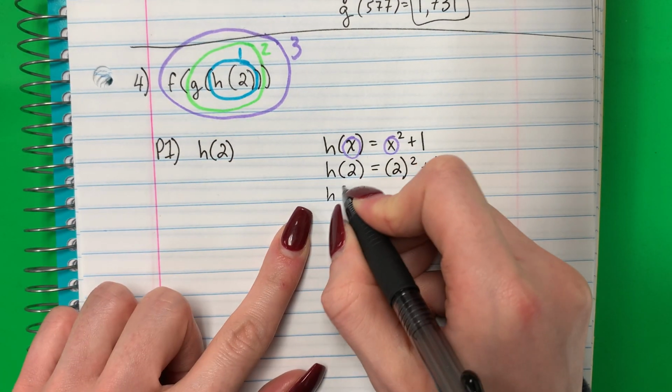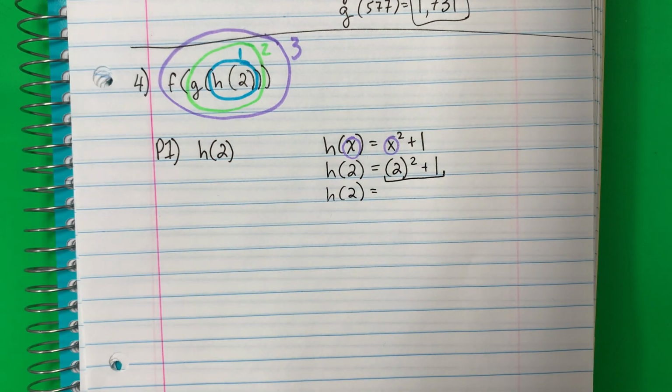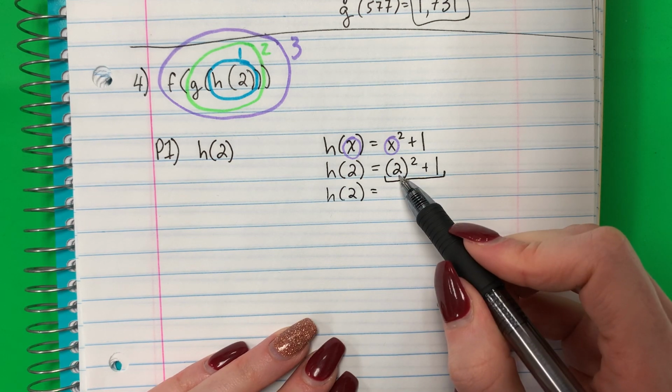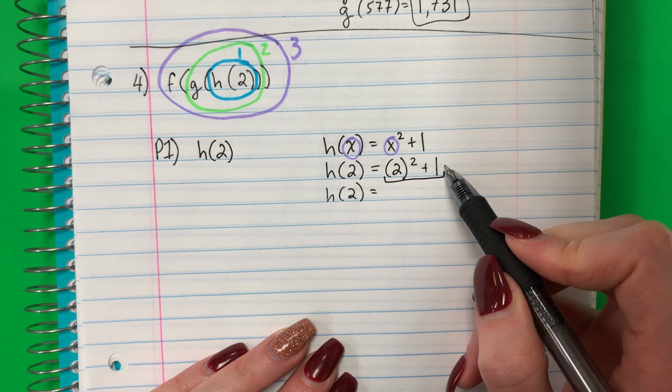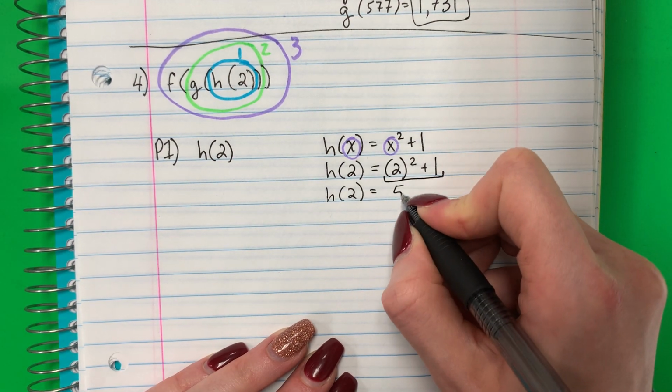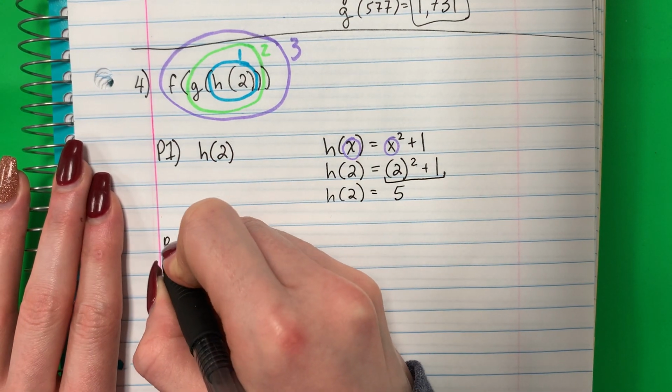So copy h of 2 equals, put that in the calculator, or you can do it in your head, o pueden hacer en su mente. 2 squared, 2 cuadrados, that is 2 times 2, 2 por 2, 4, plus 1, 4 más 1, 5. This is 5. Now part 2. Parte 2.